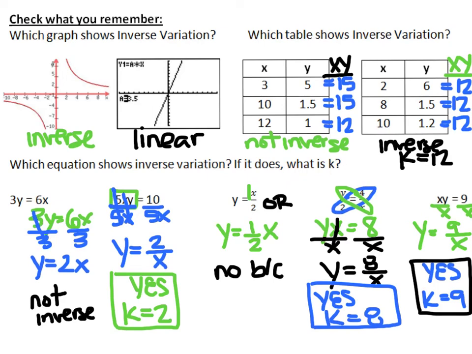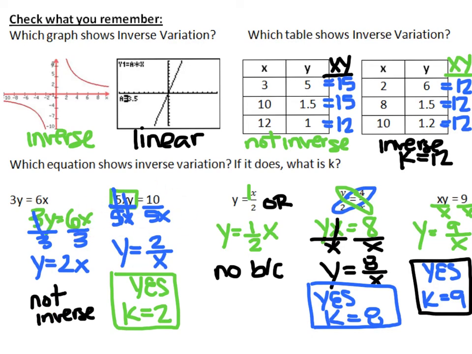Notice the first one, I have 3y equals 6x. What I have to do here is divide both sides by 3, which is what I did. And when I simplify it, we get y equals 2x. Notice this is not inverse because it's supposed to be y equals k divided by x.